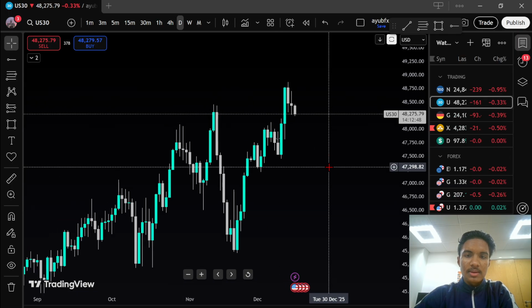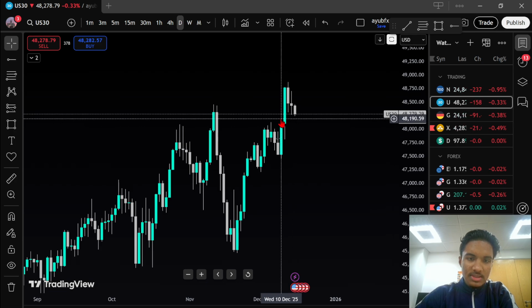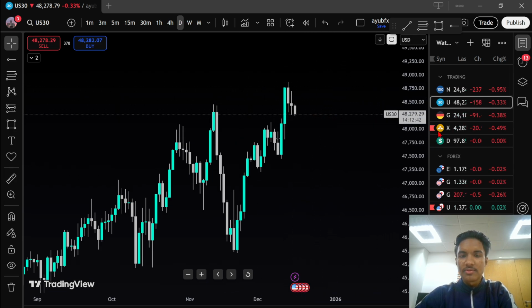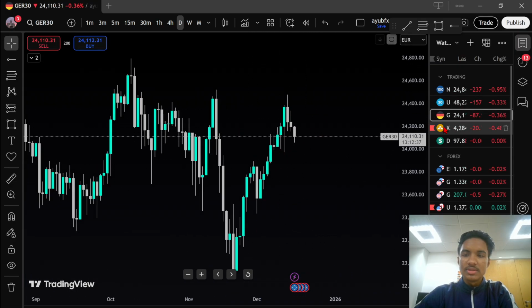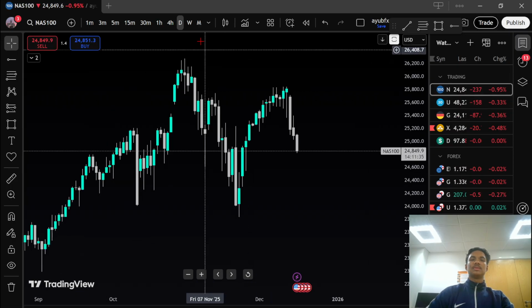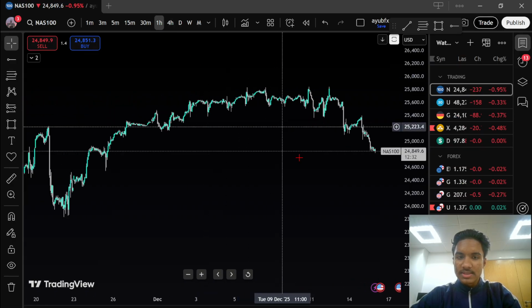US 30 is still going to be buys, but let's say if it breaks bearish and closes below this, then I'm probably looking for sells for the rest of the week. Gem 30, literally the same thing. But yeah, I hope you can see why drawn liquidity would not be good for this type of strategy.